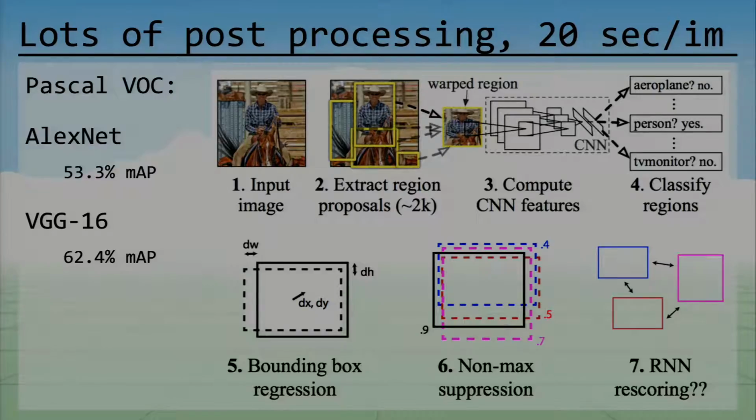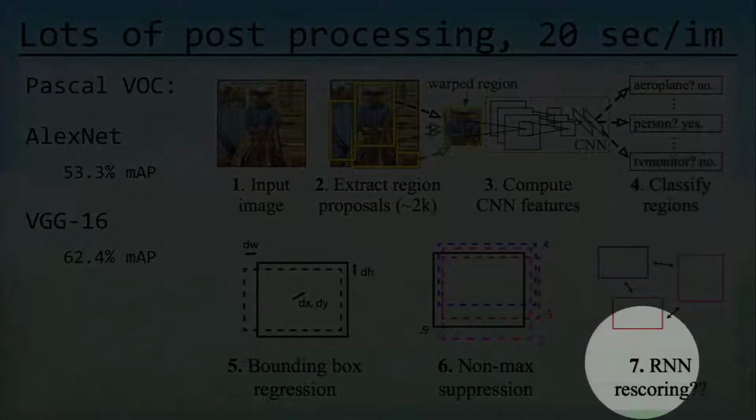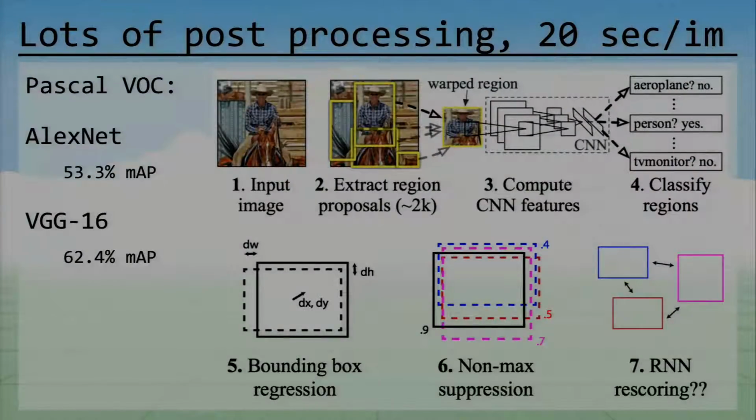There's also a bunch of things that people have added on top of our CNN to do some post-processing, things about reasoning between different objects in an image. So if you see a dog in an image, maybe that makes it more or less likely to see a person or a bicycle or something like that. And you can do some kind of reasoning.